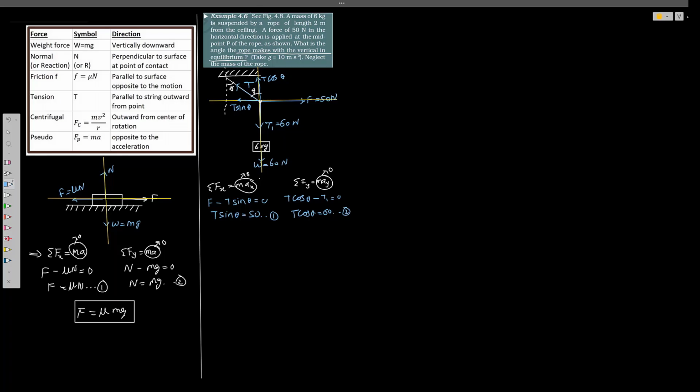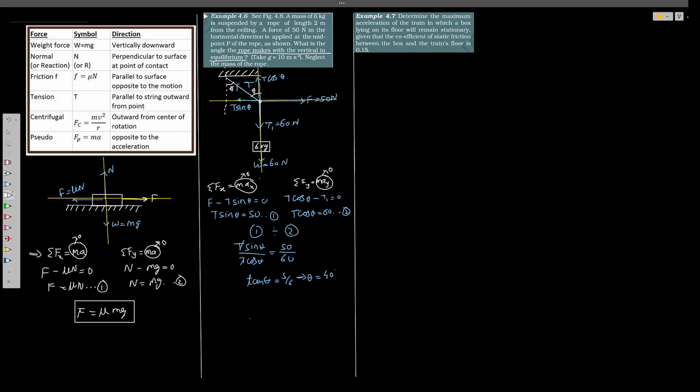Now we have to find out theta. So we should eliminate T. Yes. Just divide equation number 1 by 2. So T sin theta upon T cos theta will be equal to 50 by 60. T will cancel out. We will get tan theta is equal to 50 by 60, or we can say theta must be 40 degrees. Easy in exam. Let's go for next.